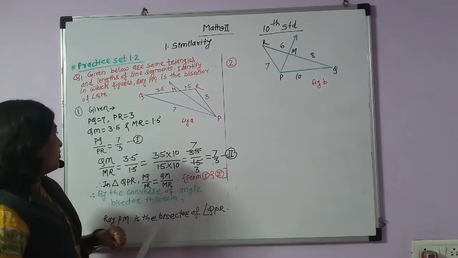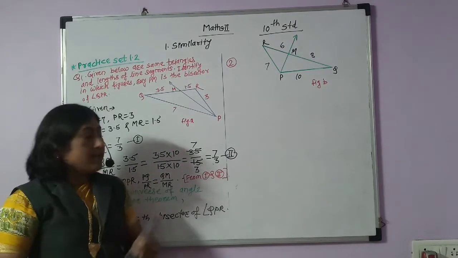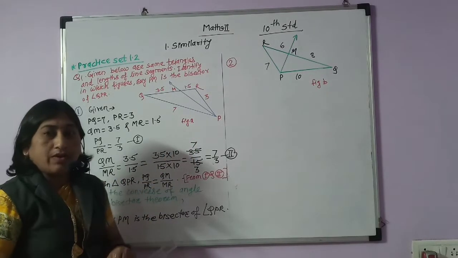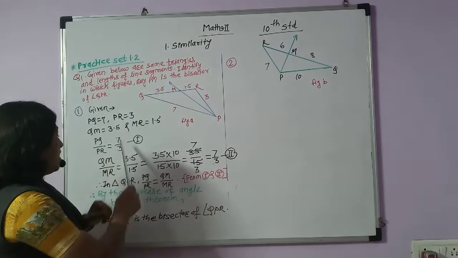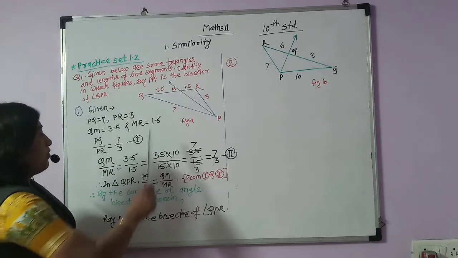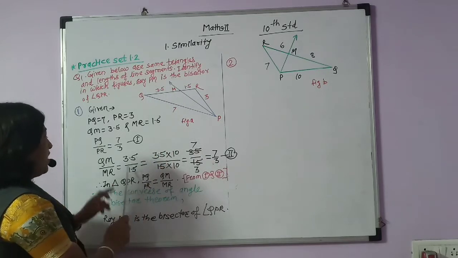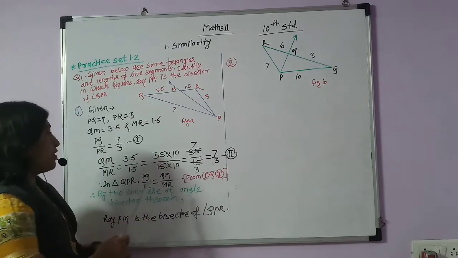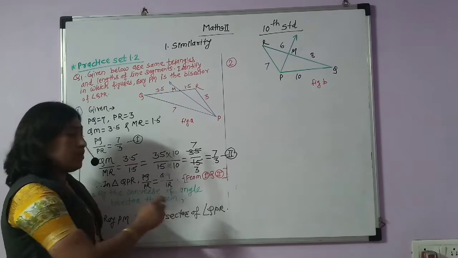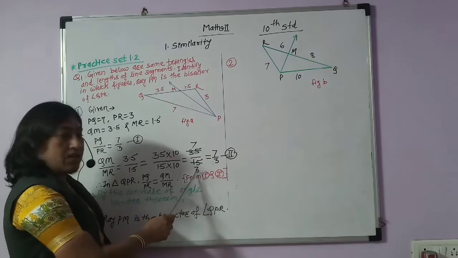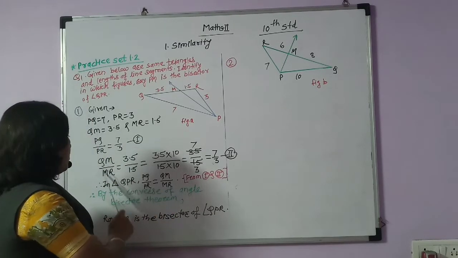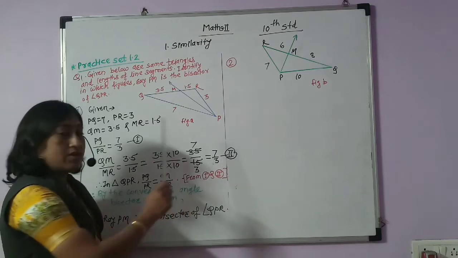We have to write first the given: PQ equal to 7, PR equal to 3, QM equal to 3.5 and MR equal to 1.5. First of all we find PQ upon PR. PQ upon PR equal to 7 upon 3. This is equation number first. QM upon MR, put the value of QM equal to 3.5 and MR equal to 1.5. So 3.5 into 10, 1.5 into 10, we get 35 upon 15. 5 3s are 15 and 5 7s are 35. Therefore we get the value of QM upon MR equal to 7 upon 3.